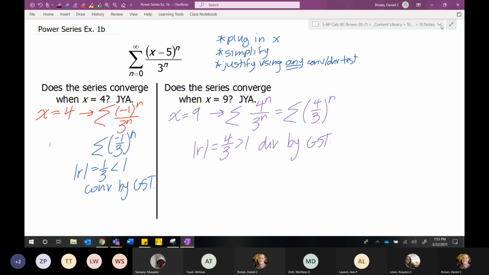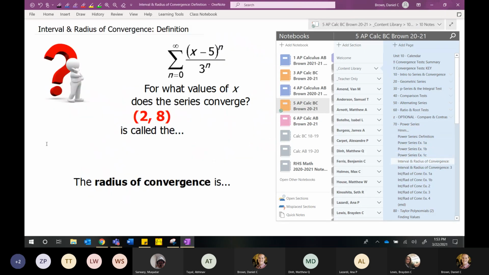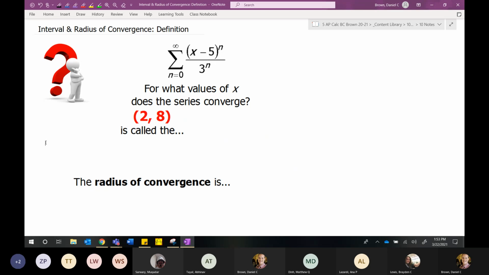So that does actually have a special name. And the special name we're going to use for the values for which the series converges, that interval 2 to 8, nothing fancy, is called the interval of convergence, which I think basically defines itself. It is the interval over which that power series is going to converge. We also have another definition, and that's the radius of convergence. And the radius of convergence is basically 1/2 of the interval.